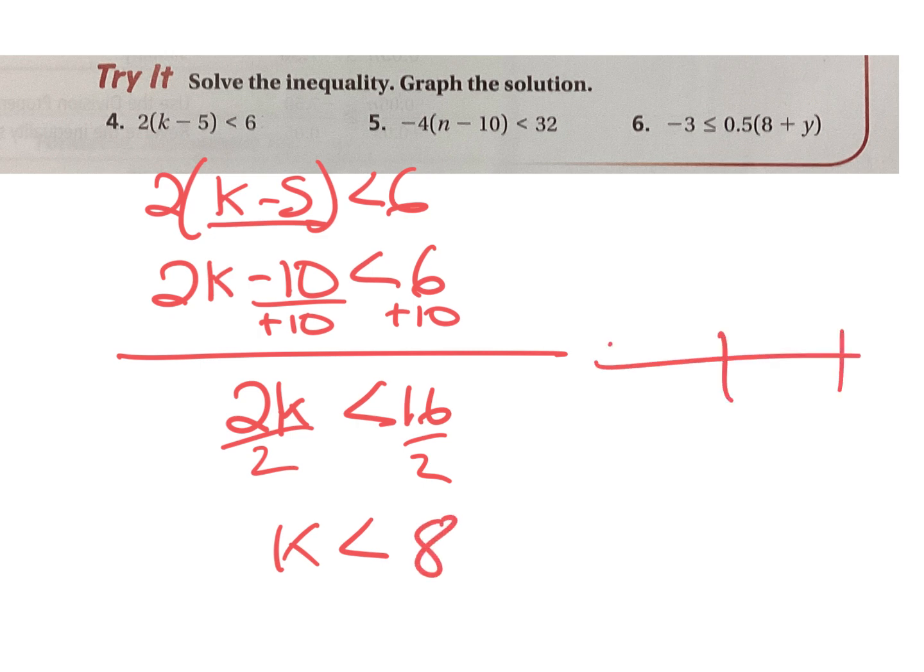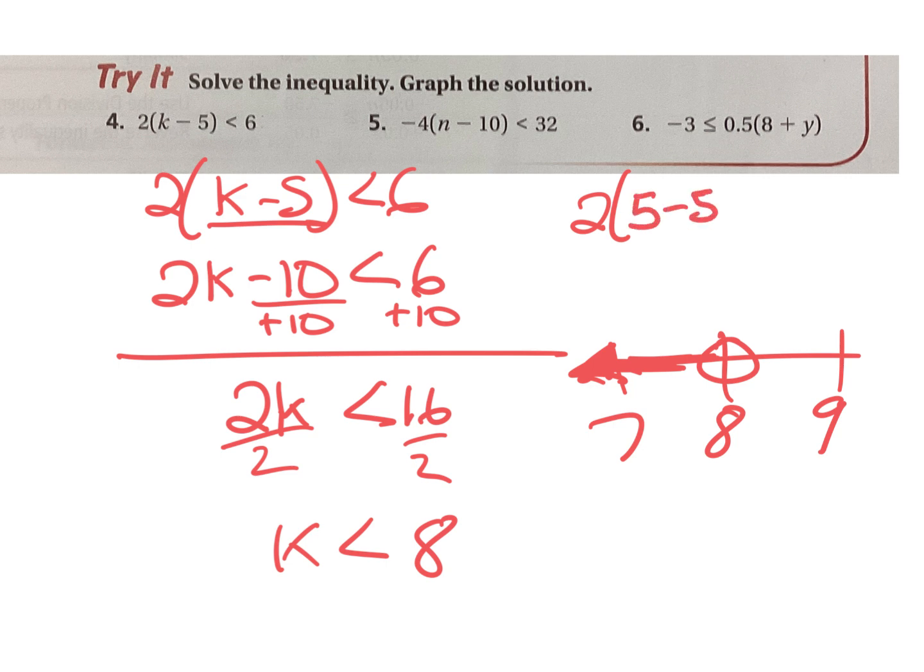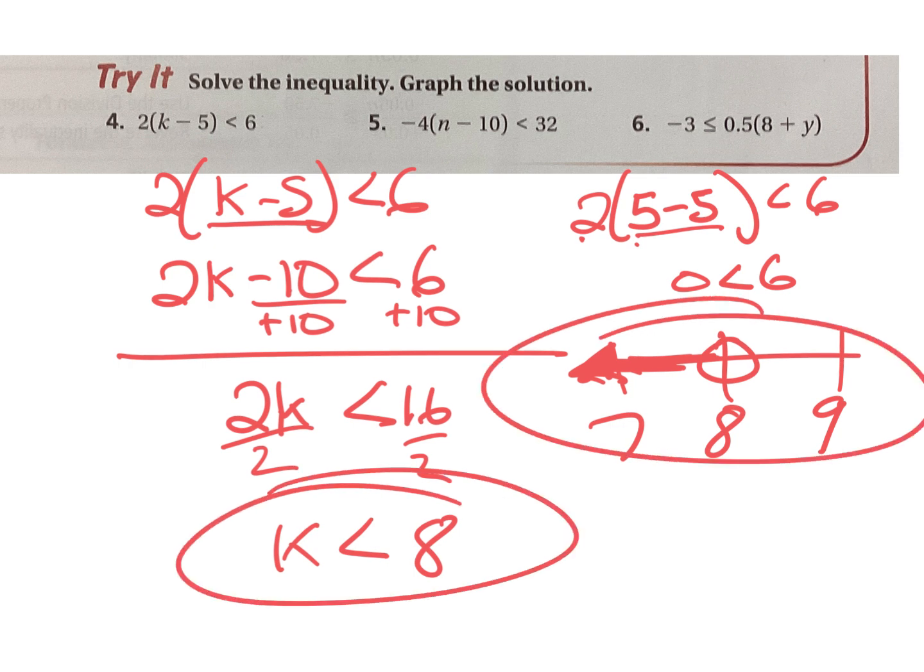And if I want to graph it, 8, 9, 7. It can't be 8, and it has to be everything less than. So we're going this way. So let's go with something less than 8. Let's do 5. 2 times 5 minus 5 is less than 6. 5 minus 5 is 0. 2 times 0, that's 0. Is 0 less than 6? Yes. So that's my solution, and that's my graphing.